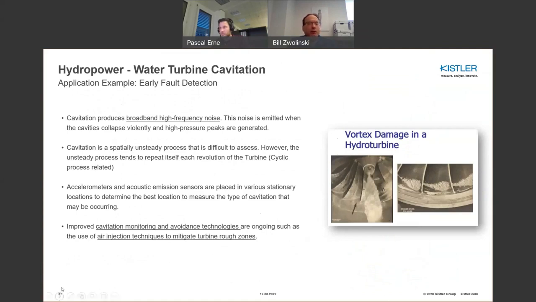So anyway, the cavitation produces the broadband high frequency noise that I referred to. It's often a spatially unsteady process, so there's a lot of investigation into that. It's really not a homogeneous type of event. And certainly, as I said, accelerometers and AE sensors are mounted at the shaft and other stationary locations.